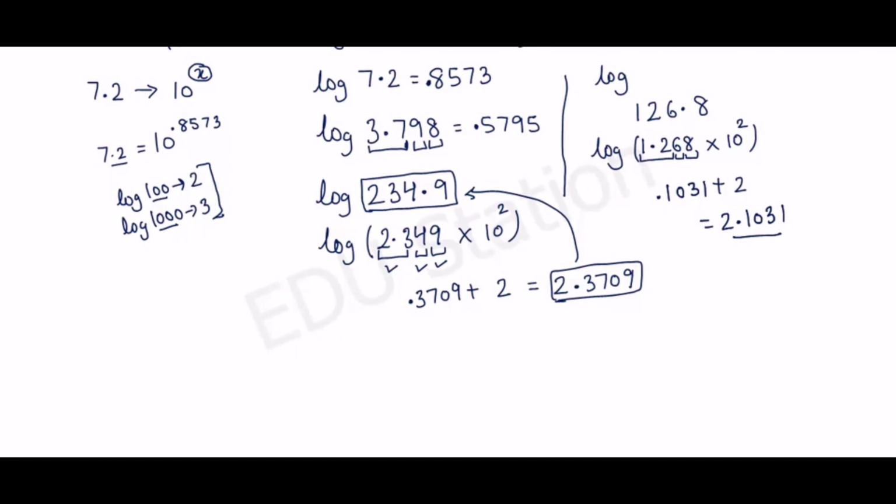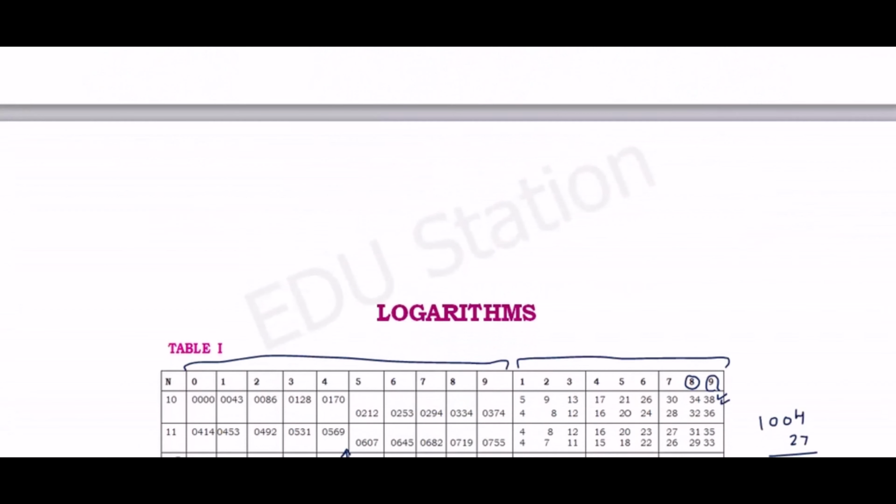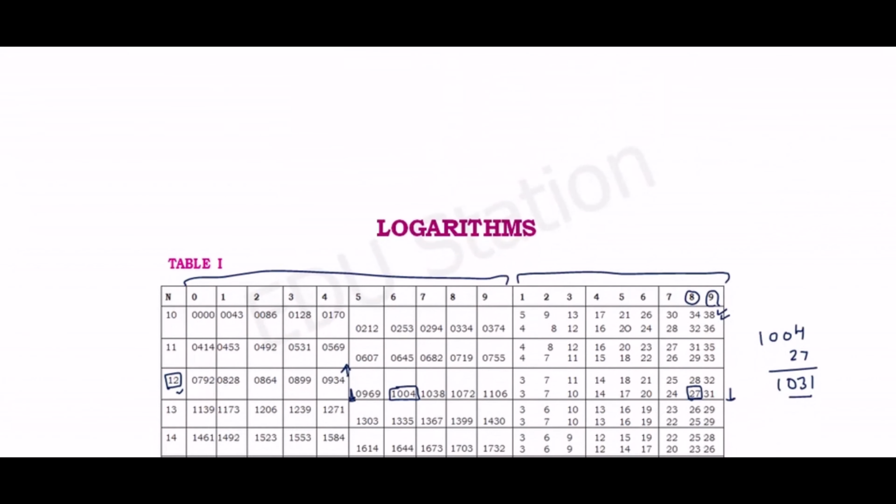Again, 126.8 is in between 100 and 1000, so our answer should have been between 2 and 3. It is 2 point something, which is correct. So 12, number 6 column, and 27 as mean difference. Whatever your answer, just put a point in front of that.